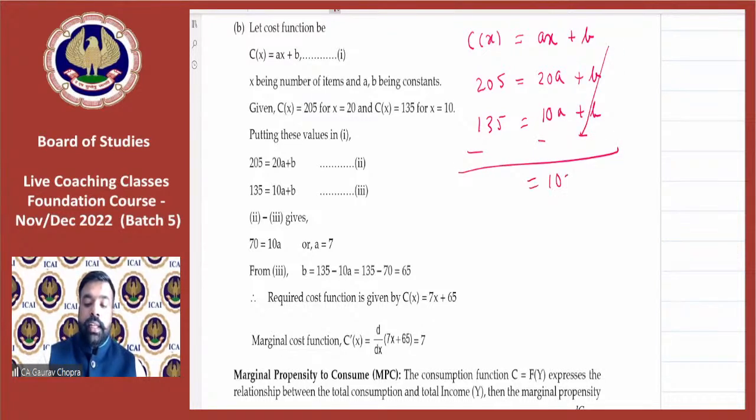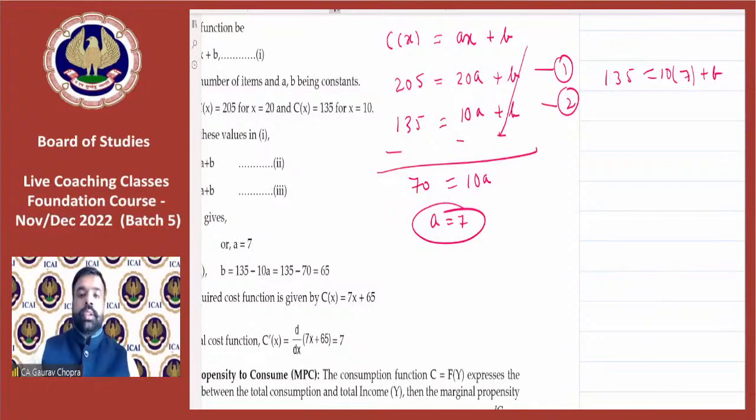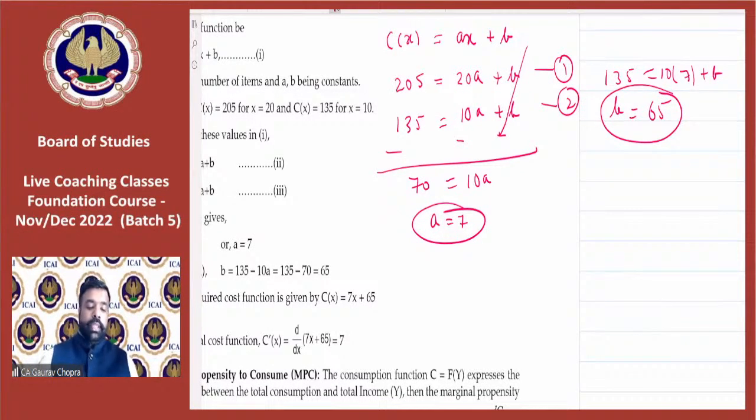We are getting 10a is equal to how much? 70. So a is equal to 7. Value of a is equal to 7. And now we can compute the value of b as well. So let us input this in equation number 2. So 135 is equal to 10 into 7 plus b. So how much are we getting? 135 minus 70. So b is equal to 65. So we have calculated a as well as b.